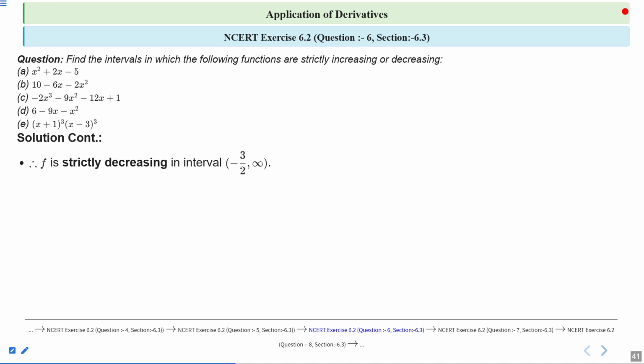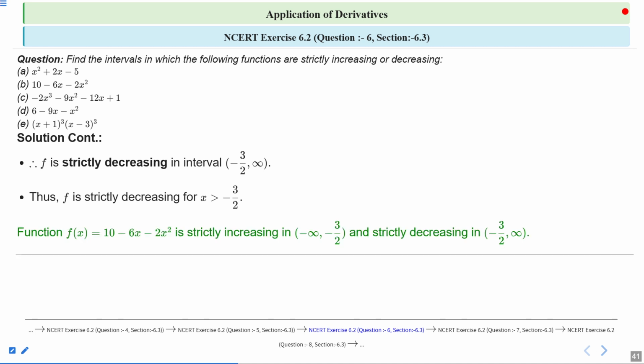We can say that the function f is strictly decreasing in the interval -3/2 to infinity. Thus, f is strictly decreasing for x greater than -3/2. So, the function f(x) = 10 - 6x - 2x² is strictly increasing in minus infinity to -3/2 and strictly decreasing in -3/2 to infinity, okay?